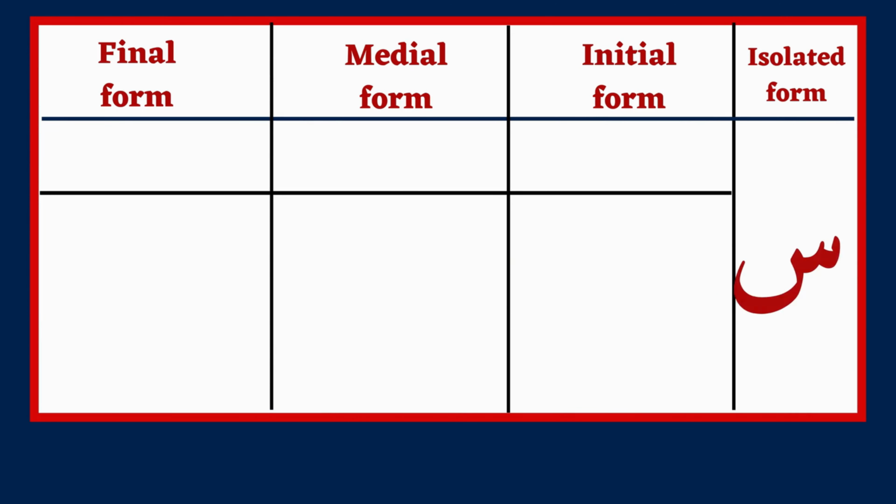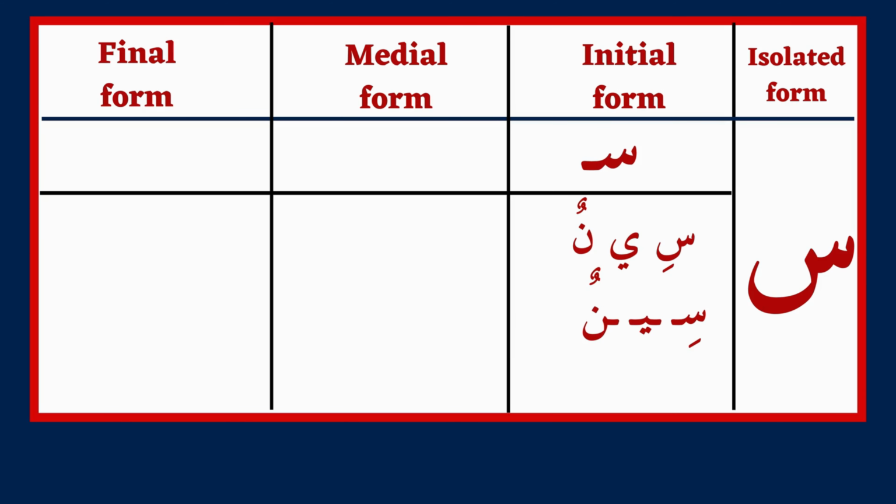The next letter is seen. Seen accepts joining from both right and left sides. When seen begins a word, this is how we write it. Its openness means it wants to connect with the next letter, ya. See how we formulate a word that letter seen starts. Can you see it?